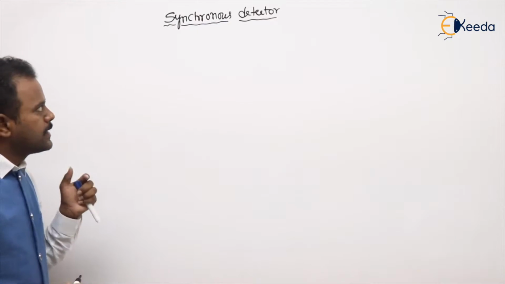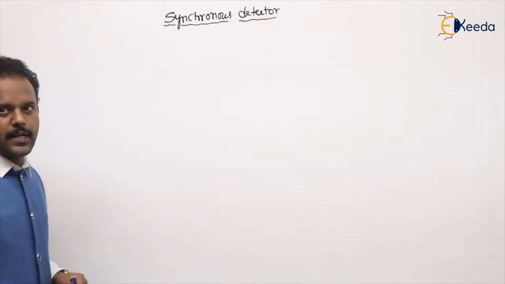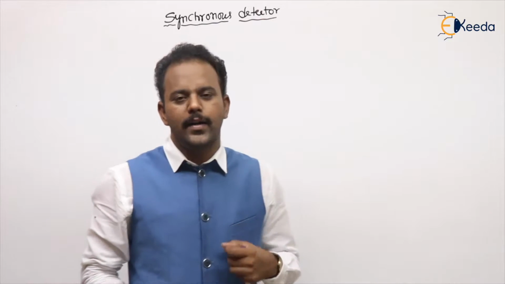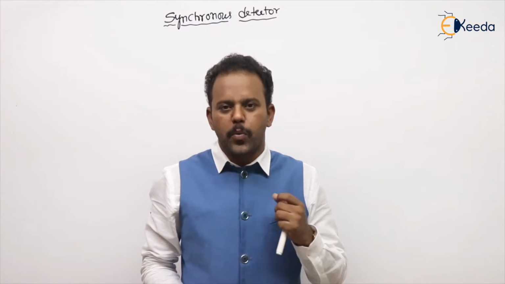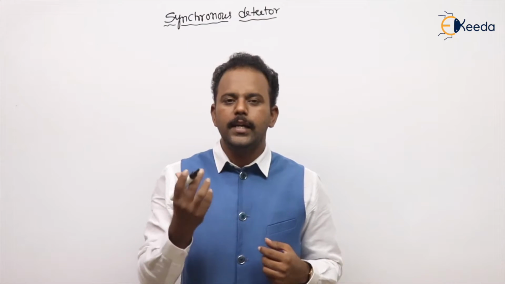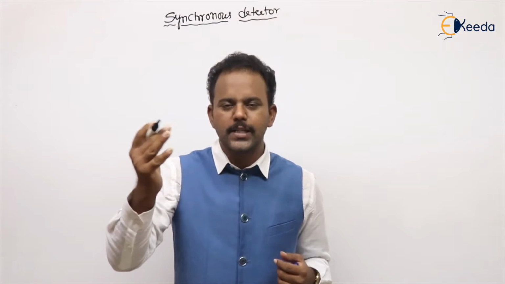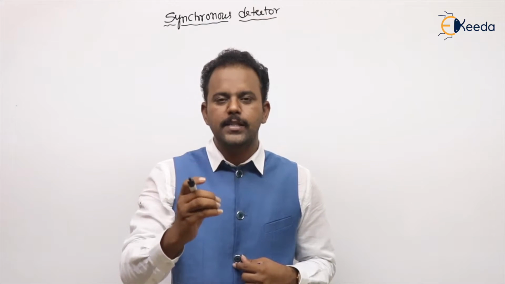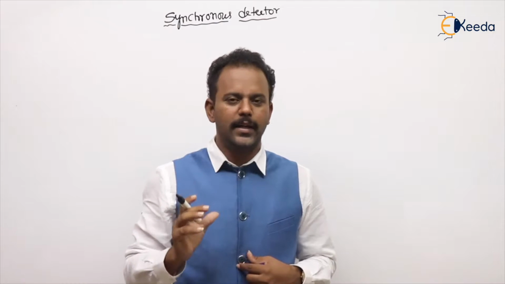Now see the synchronous demodulator, that is, the synchronous detector. The synchronous detector has other names also: coherent detector, and product demodulator. Synchronous detection of DSBSC is similar to amplitude modulation synchronous detection. Anyhow, for the demodulation of DSBSC, we have only one method.